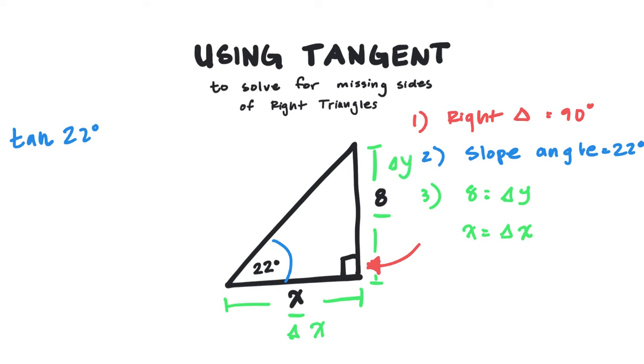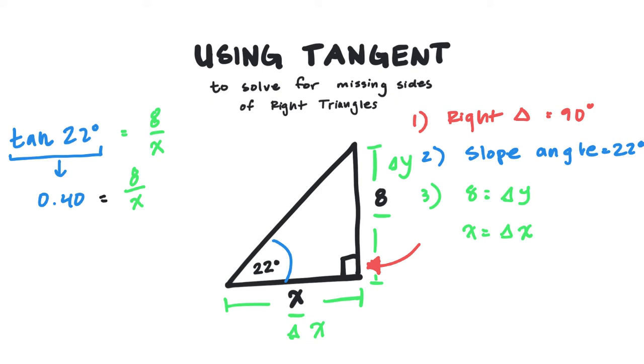So what that means is that once we calculate tangent of 22 degrees, that's going to give us a number that must be equal to 8 over x. Fortunately for us, tangent of 22 degrees, we can put into a calculator. Remember to set it to degrees, and that's going to give us the ratio of 0.40. What this means is that the slope ratio of this triangle of 8 and x must be equal to 0.40.